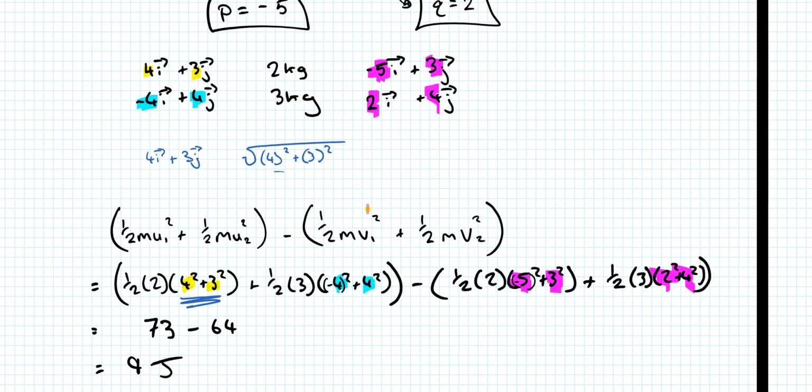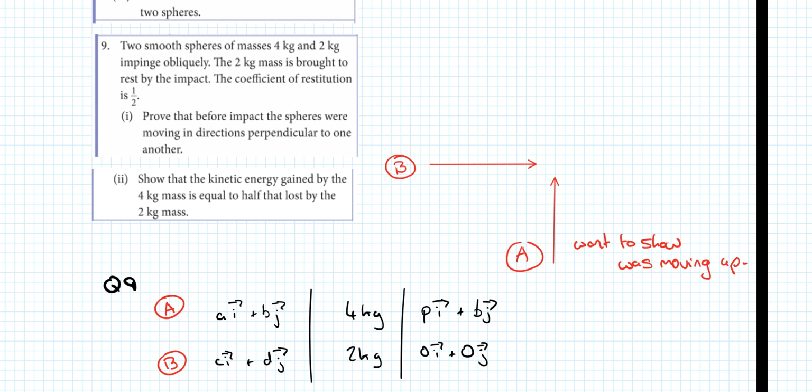If you did it in reverse order, as in did half mv1 squared plus a half mv2 squared minus all of this, you just get minus 9 joules. So you'd say the change in joules would be minus 9, or it would be plus 9 for the change in joules. Okay, and the last question for the video.